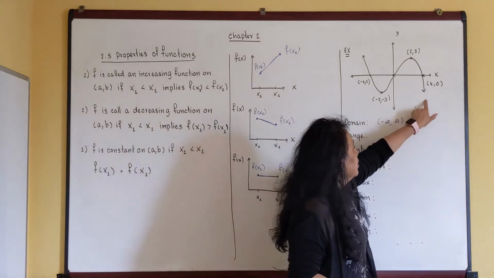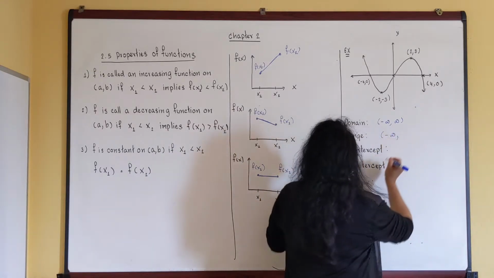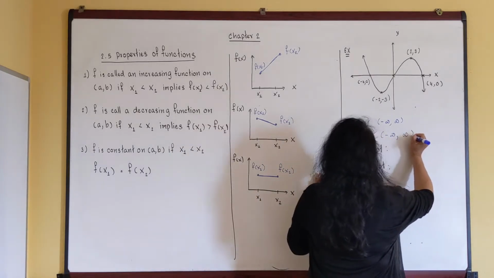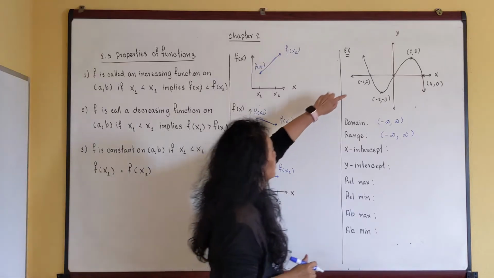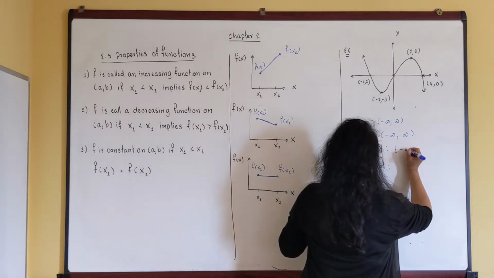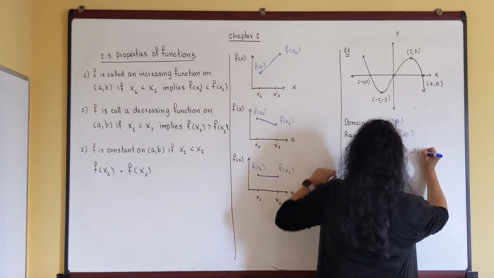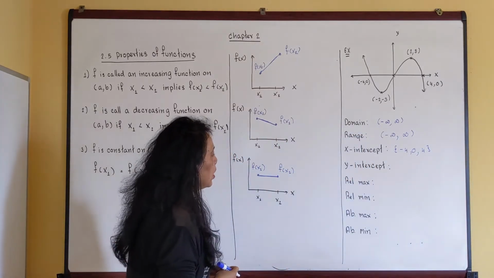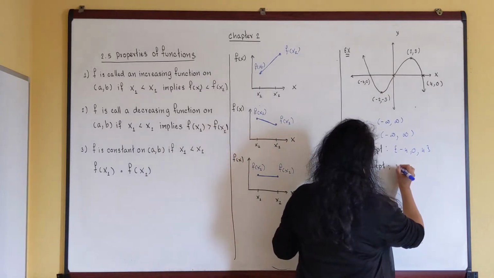Range, look at the vertical, up and down. So it goes down infinitely. So it's from -infinity and goes up infinitely, so to +infinity. X-intercept, so it intercepts here at -4, 0, and 4. That's your x-intercept. Your y-intercept is where it crosses the y-axis, so it only crosses right here, which is 0.